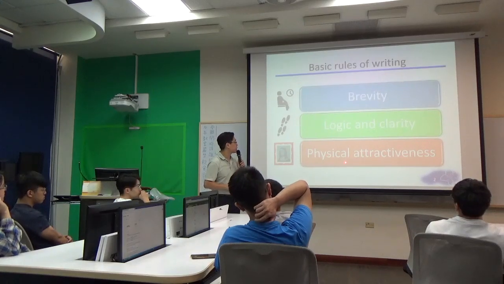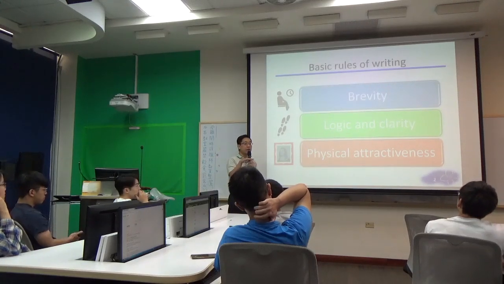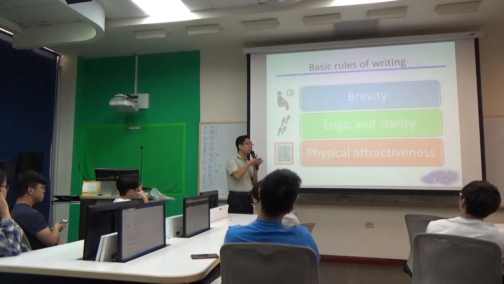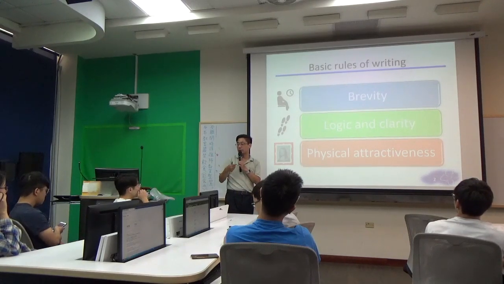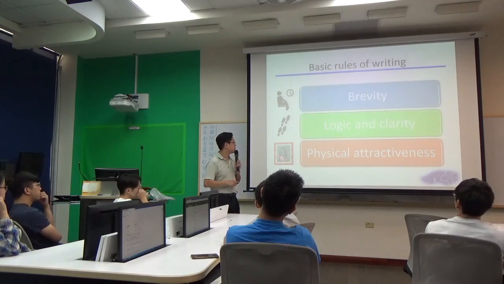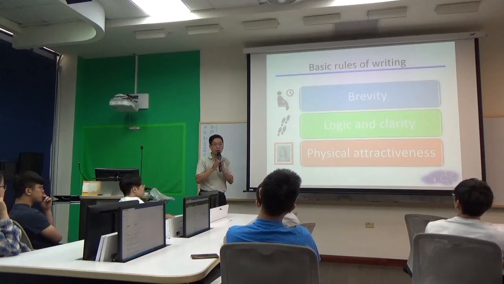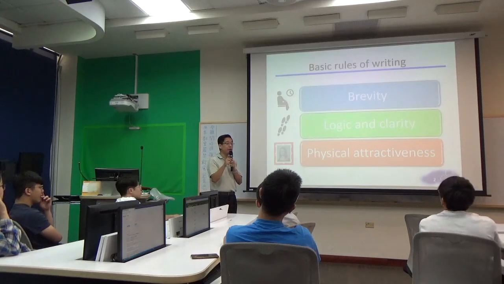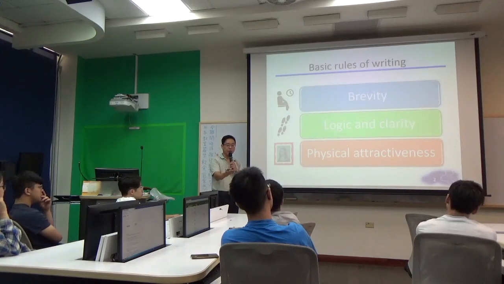And the third one is physical attractiveness. All of you mentioned the formation, that you need to fit the form, maybe the figure must be the same as the rule. So physically attractive means you should make your article fit the form and also look beautiful, like a book. If you write down a paper, that must look like a paper, okay?